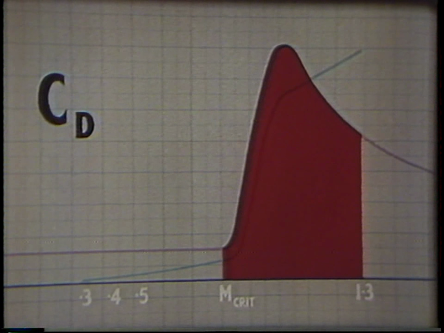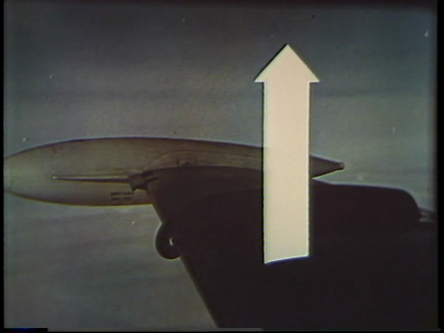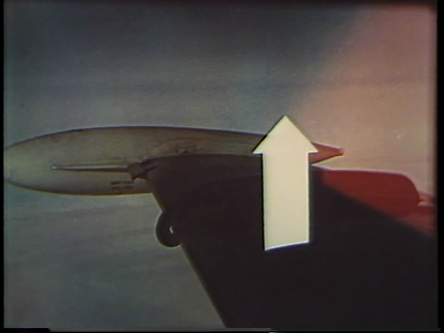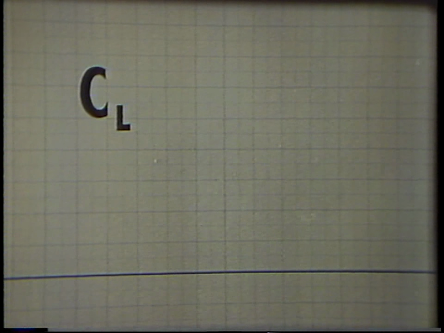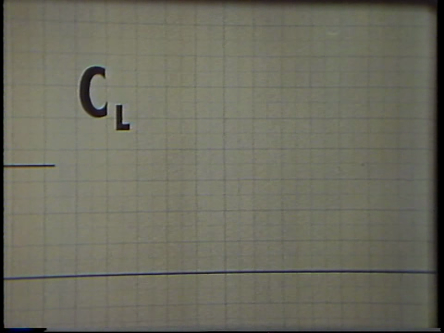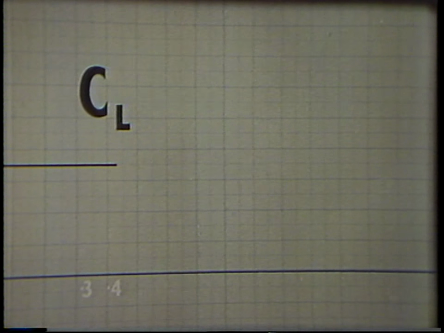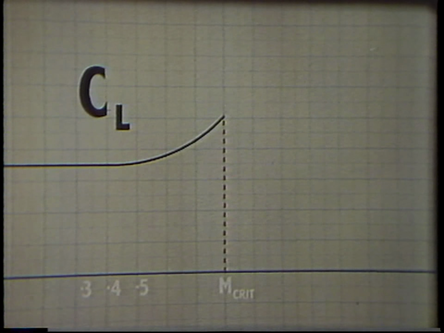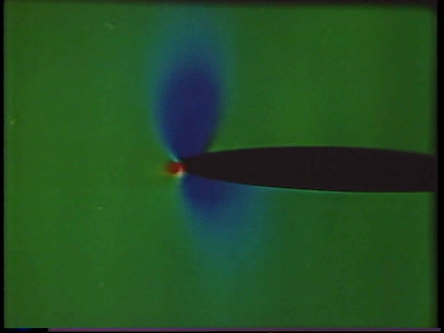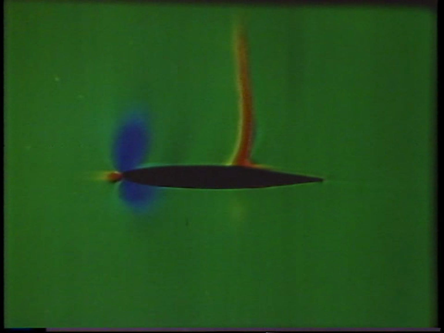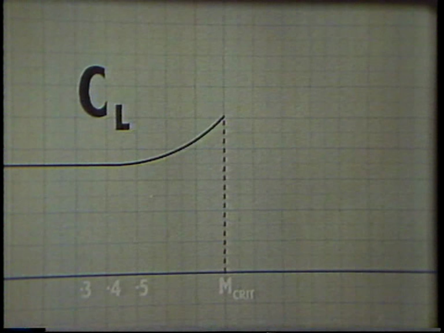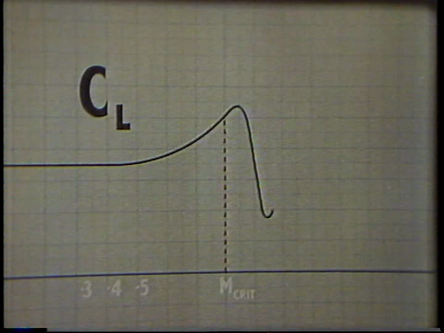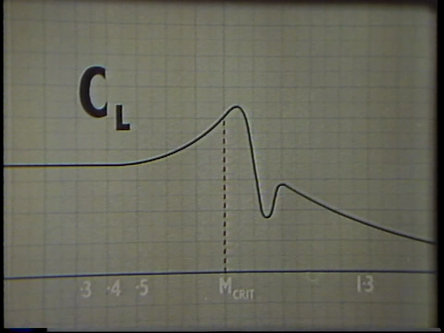So much for drag. What happens to lift at the shock stall? It drops suddenly. Again, watch the behavior of the lift coefficient. Like the drag coefficient, it's constant at low speeds. Somewhere below M-crit, it starts to increase slightly. This is because the air is becoming less dense as it speeds up over the curvature of the wing. But just above M-crit, flow separation makes it plunge suddenly downwards. Later on, it increases slightly, then falls again.